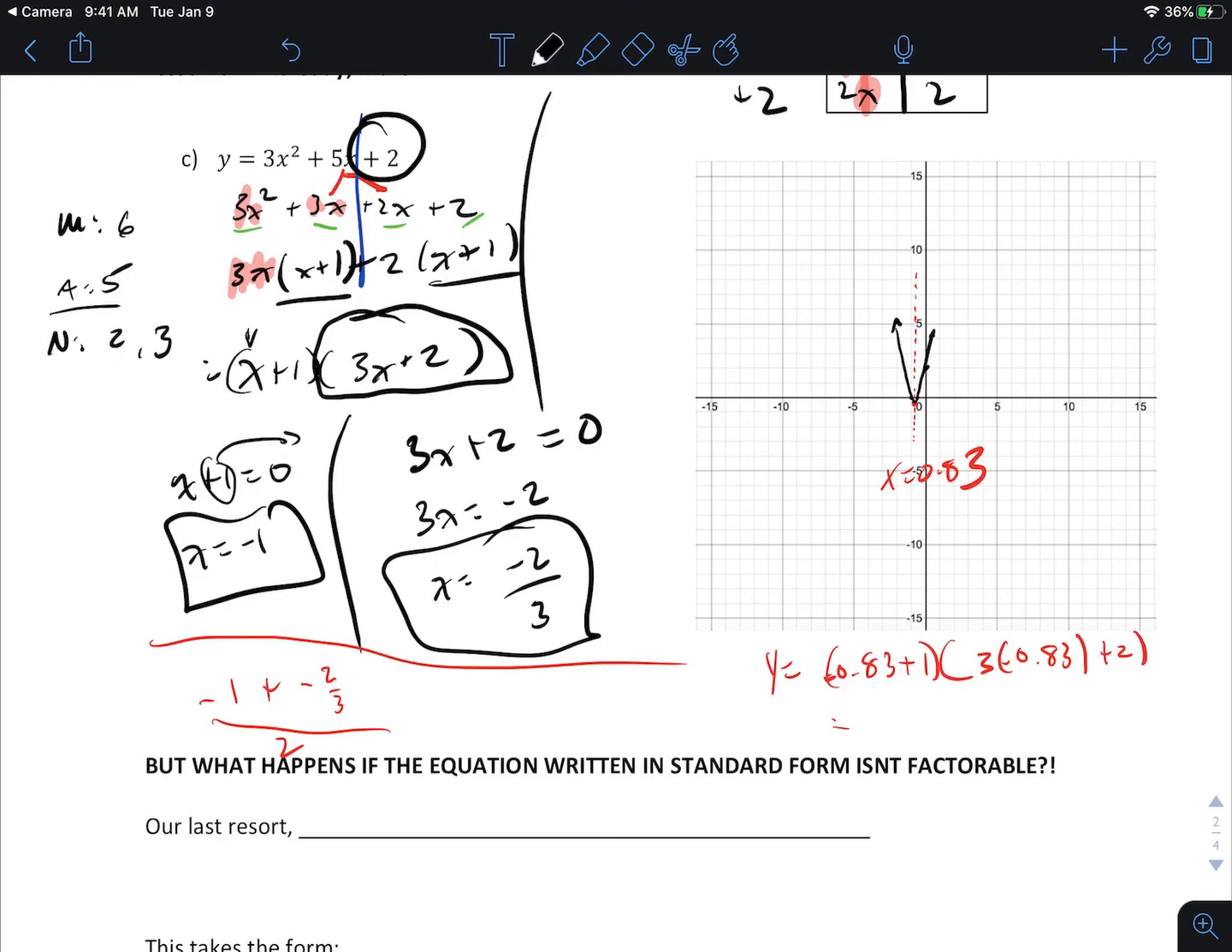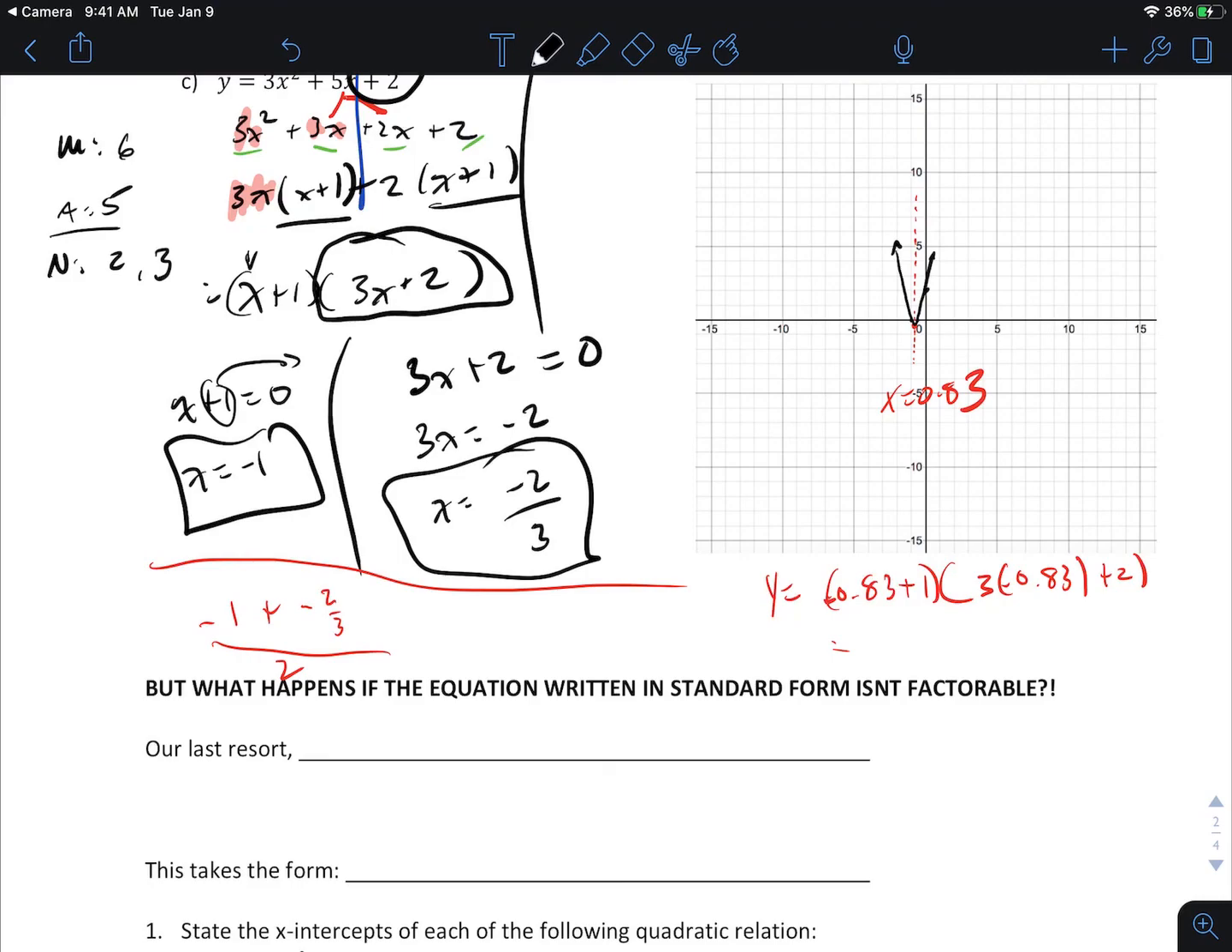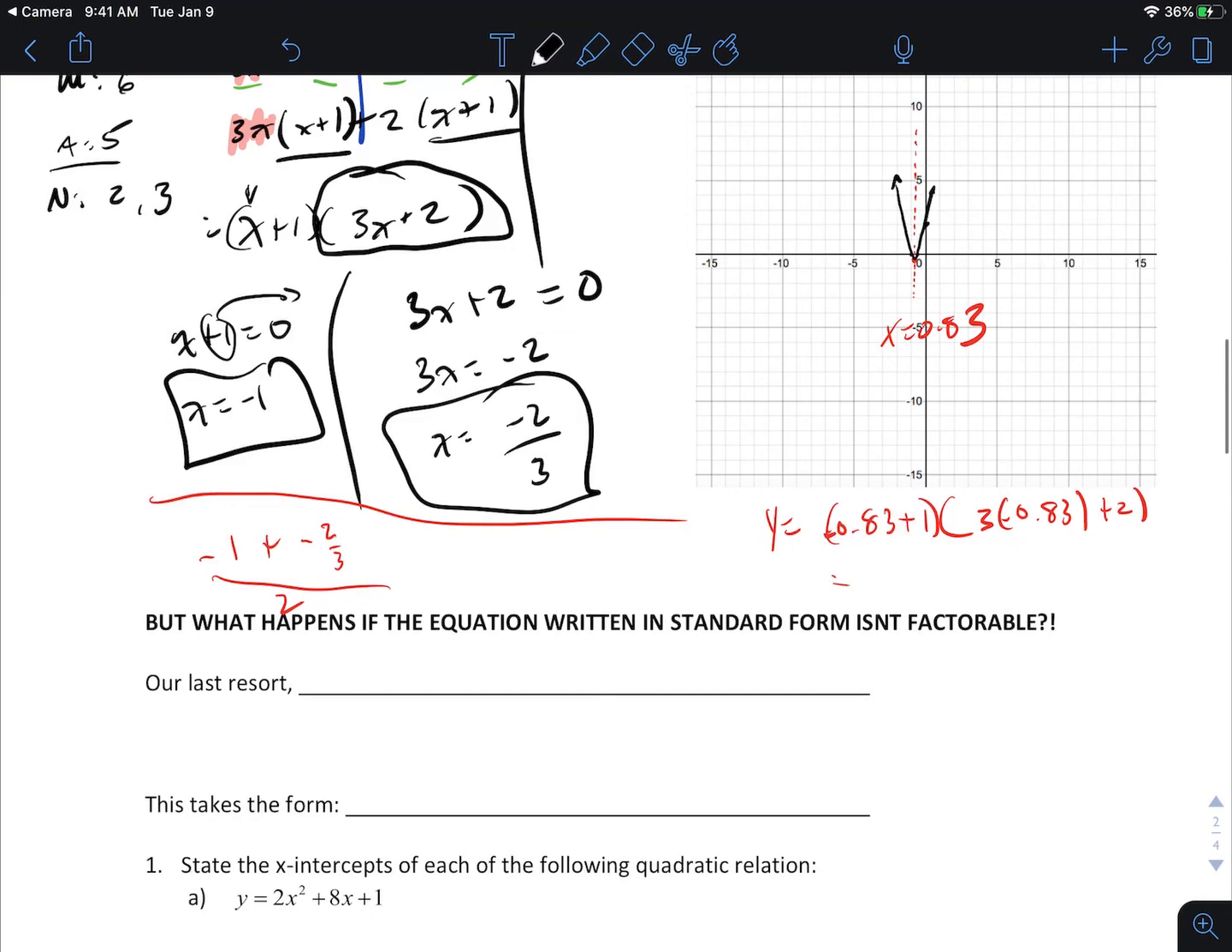Okay, so here's the new piece of information. Hopefully this resonates with you because we just finished doing 3 questions and then all of factoring. And why do we do factoring? This is the last step, right? It's your last line of defense, and just conveniently it always works. So what happens if the equation written in standard form isn't factorable? How are you going to produce a graph? How are you going to answer questions like how far did something go, how long did it take, stuff like that?